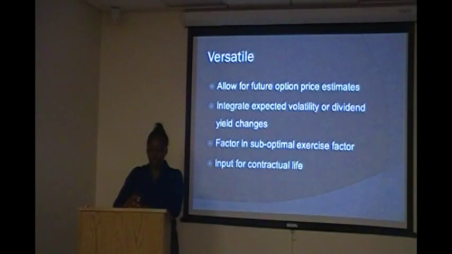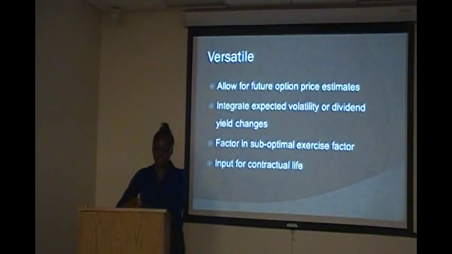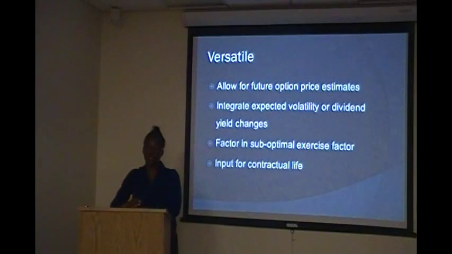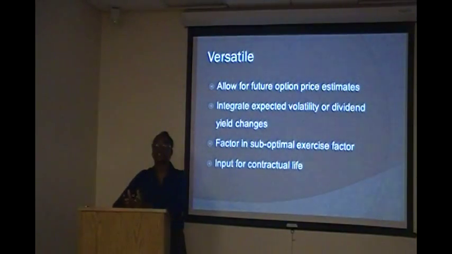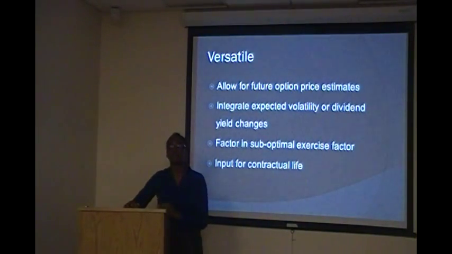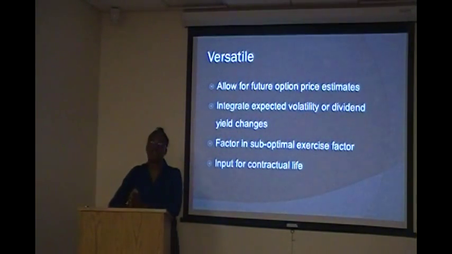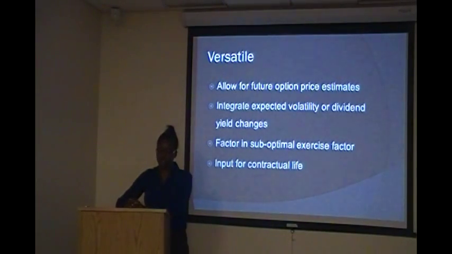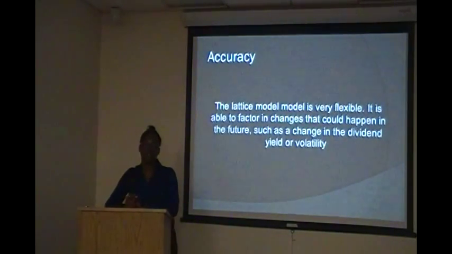The Lattice model also allows for companies to assimilate different requirements concerning market options. For instance, if an option is not made exercisable until share prices reach a certain level, companies can change the suboptimal exercise factor using the Lattice model. The Black-Scholes model does not have an input for suboptimal exercise factor. It also doesn't have an input for contractual life. However, the Lattice model does have an input for contractual life to allow for further accuracy when estimating option prices.